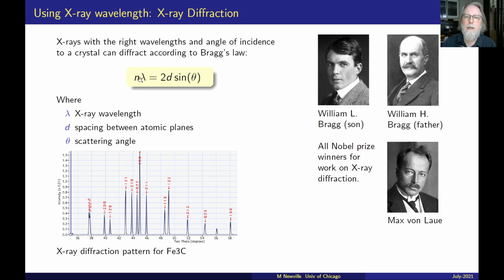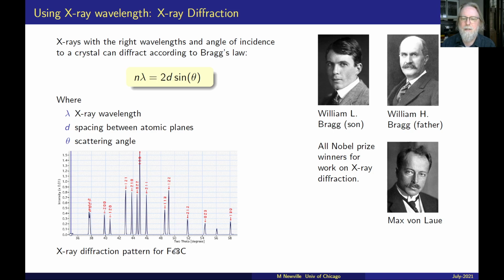That is when the wavelength times some integer is 2 times the spacing between atoms, d, and the sine of the angle. Then you get very strong peaks. So you'll end up with a diffraction pattern. Many of you have probably seen diffraction patterns like this, that can be assigned to the different lattice planes. Here's a diffraction pattern for iron carbide. And this has been remarkably successful in describing the atomic structures of materials.